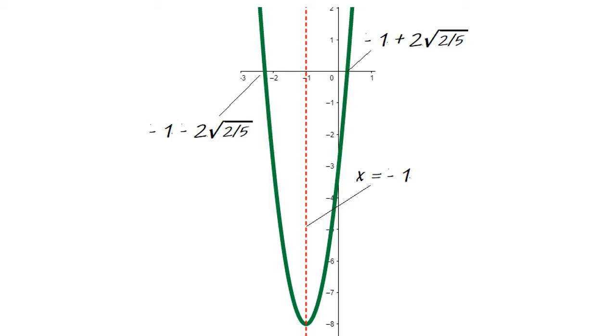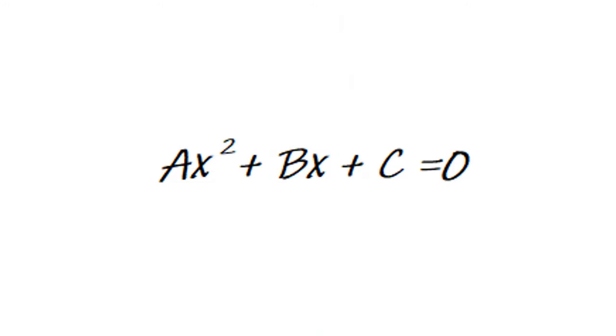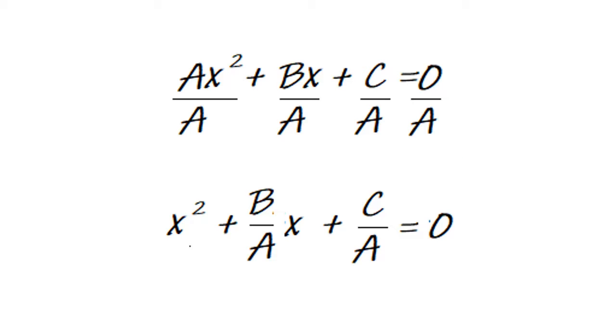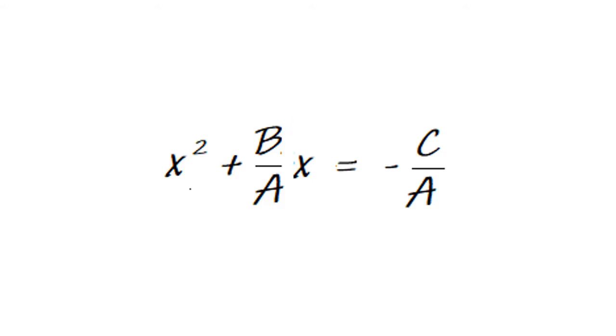We can generalize this process for any quadratic. Here, a, b, and c can be any numbers. As before, we need to remove the first coefficient. We divide everything by a. Next, we move the third term to the right and change its sign.